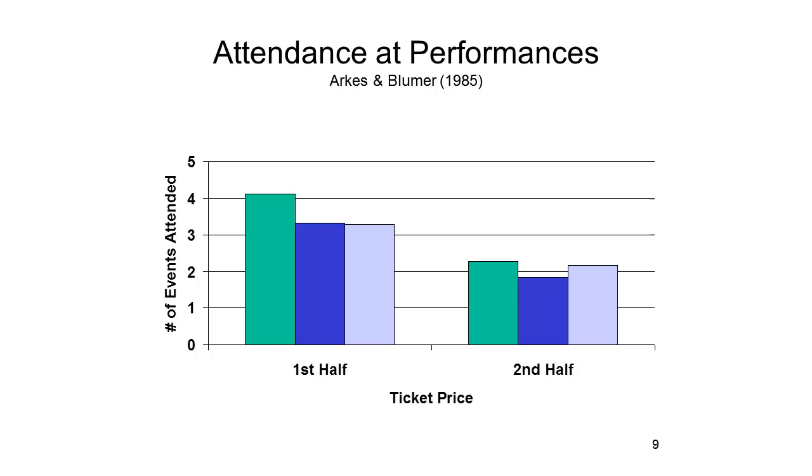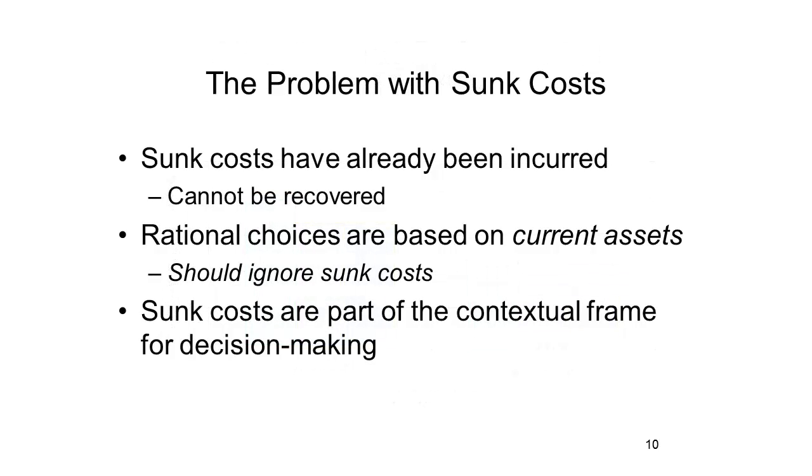And again, the point is that the price you paid for the tickets shouldn't determine whether you actually go or not. That price has been paid, that money is gone. But in fact, people who paid full price for their tickets were much more likely to attend the scheduled events than those who got a discount. In economics and decision making, this is known as the problem of sunk costs. What you've already invested has an inordinate influence on decisions you make in the future.